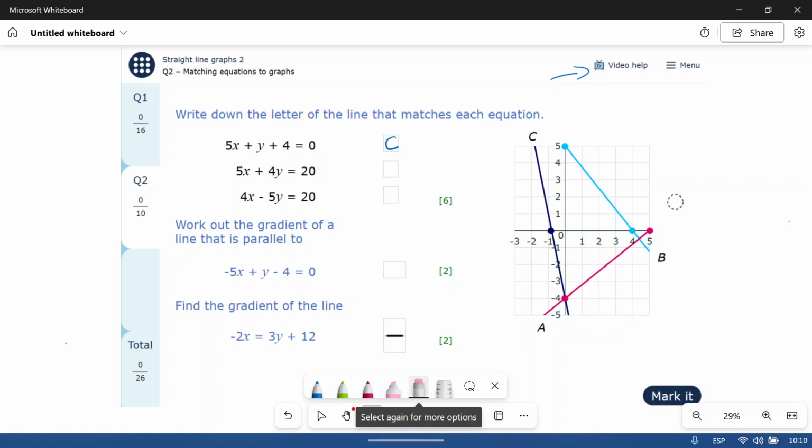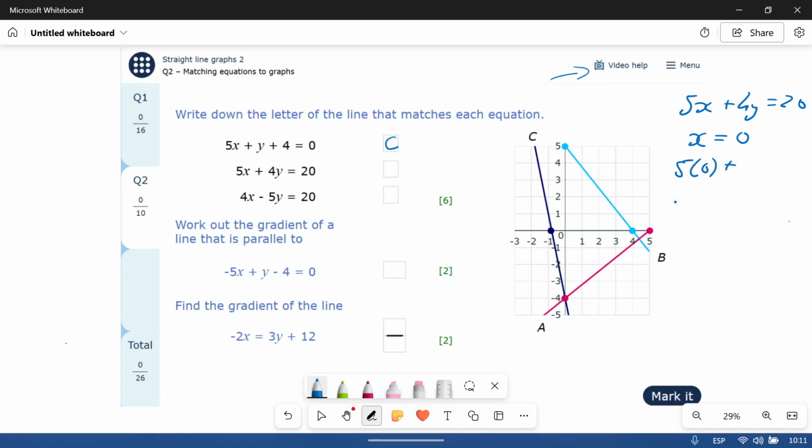We got 5x plus 4y equals 20. Let's make x 0. So that means we've got 5 times 0 plus 4y equals 20. 5 times 0 is nothing, so we got 4y is 20. Move the 4 to the other side, which means we're going to divide. As times becomes divide, so y is 5. It goes through 5 on the y-axis. There's only one that does that, so this one is B.